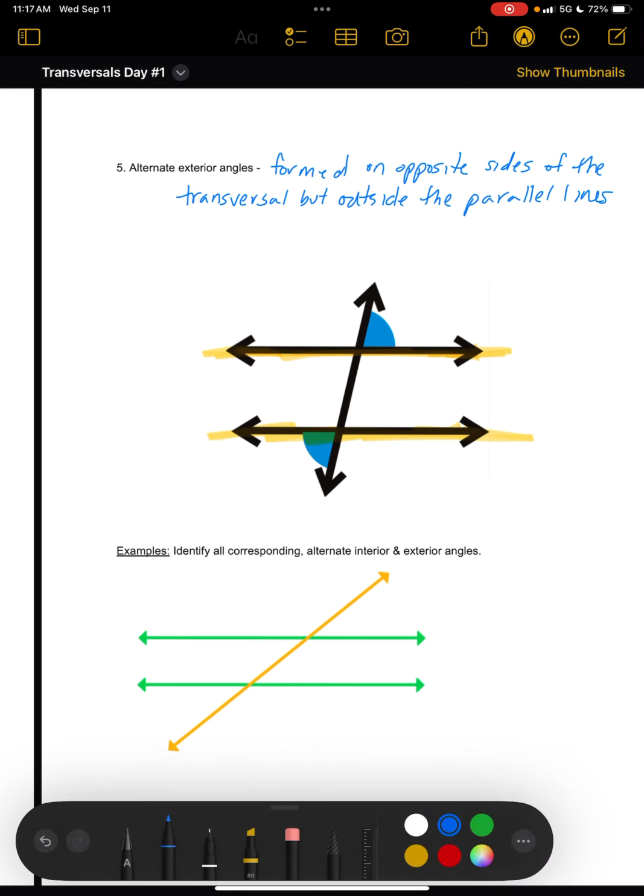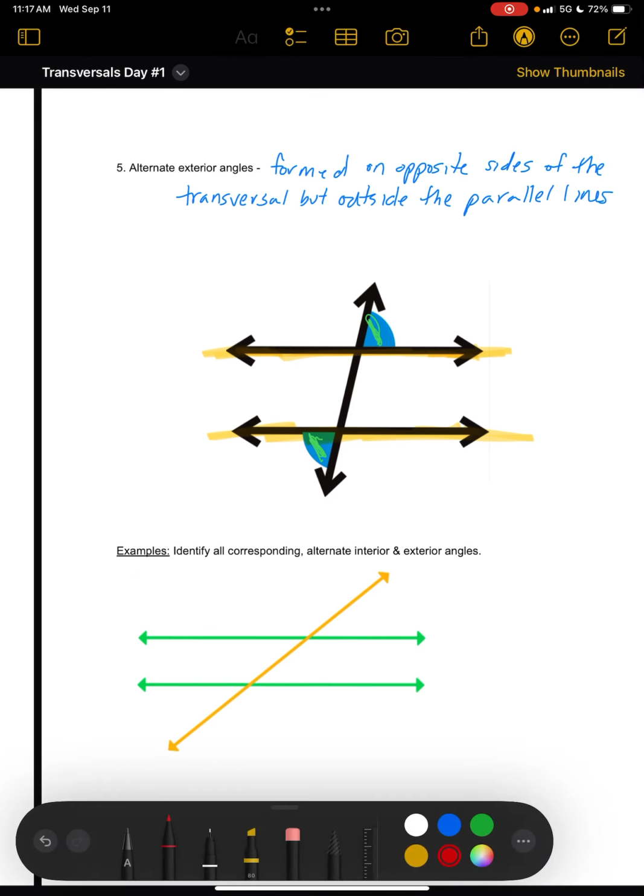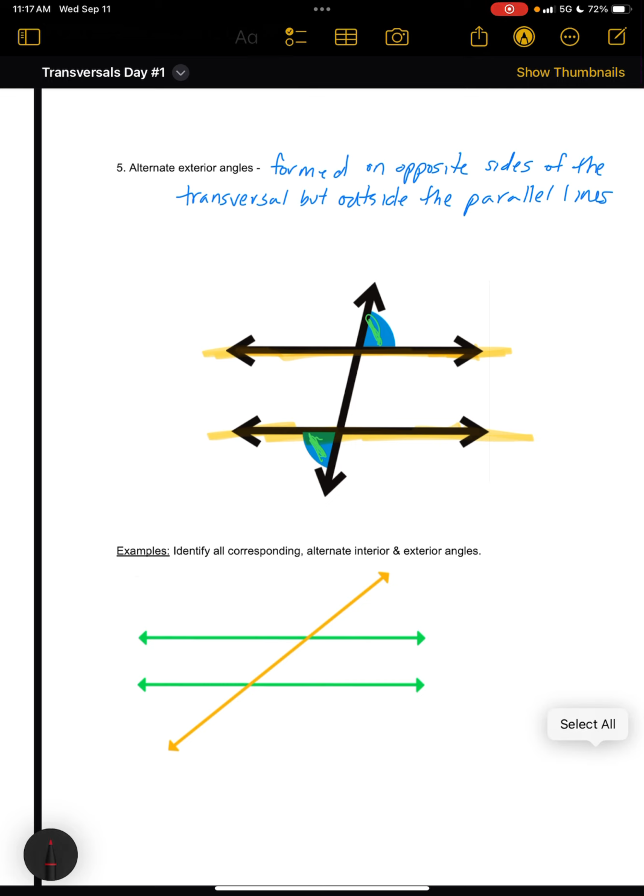Outside of the lines, right? On opposite sides. I can also have here and here. Okay, so they're outside the parallel lines, on the outsides of them, not between them, and on opposite sides of the transversal. Okay, so let's look at an example down here.